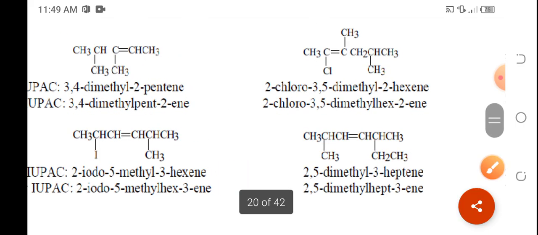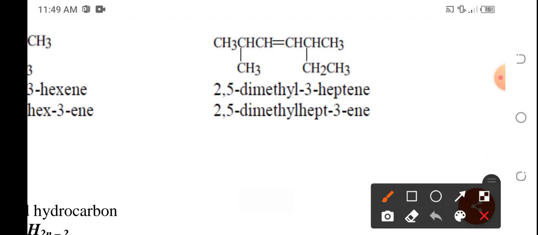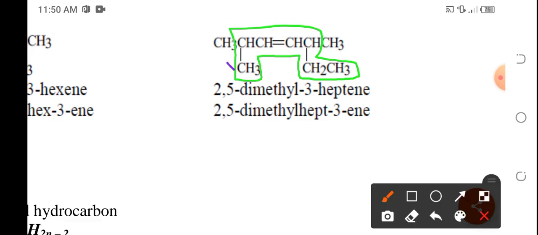Okay, and the last. So for this case, we are choosing, okay, pwede, kung ito ang piliin natin na parent chain. If this is our parent chain, it would be numbered, tingnan nga natin, this is 1, 2, 3, 4, 5, 6, and 7. So we have 7, that's why it will be heptene.